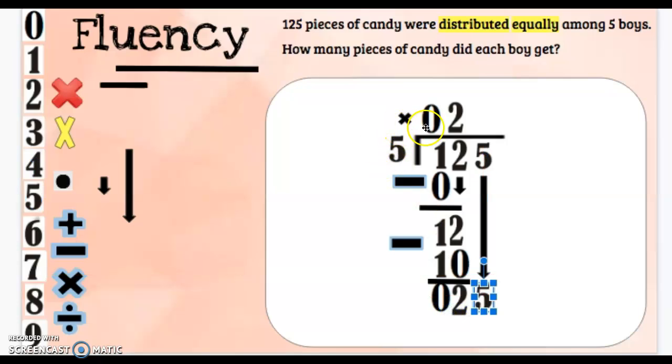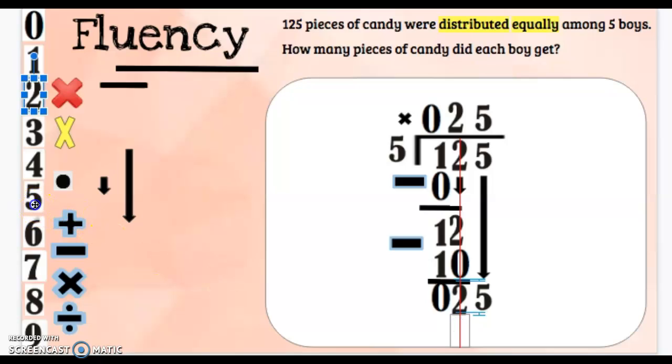5 times what is going to give me 25? Well, 5 times 1 is 5. 5 times 2 is 10. 5 times 3 is 15. 5 times 4 is 20. 5 times 5. So I'm going to put a 5 above because that's what I'm multiplying. 5 times 5, and then that gives me 25.